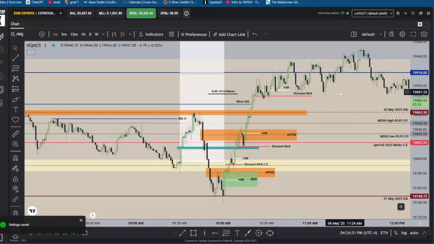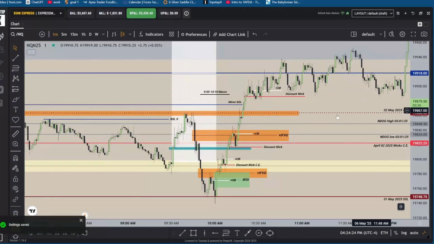The things I have annotated in my chart: I have a May 2nd sell side liquidity pool right here. The May 1st new day opening gap for May 1st. April 2nd, 2025, consequent encroachment of the wick. And we have the sell side target we're targeting down here. So we open up in a discount.